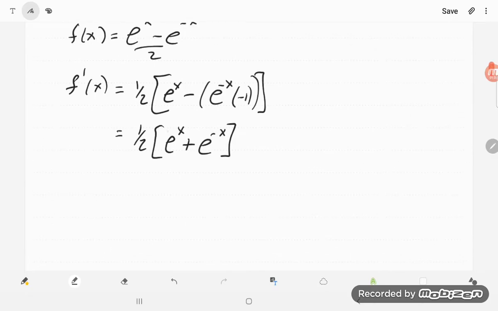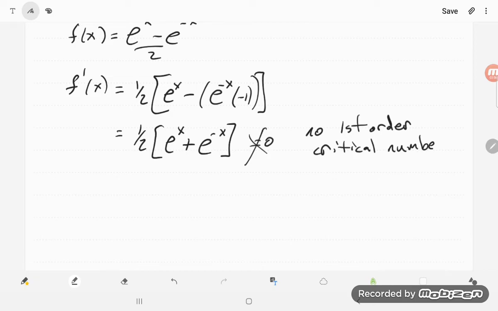Now, as I look at that, if I set that equal to 0, well, that's not going to happen. E to the x is always greater than 0, and e to the minus x is always greater than 0. And so that's never going to equal 0. And so there are no first order critical numbers.